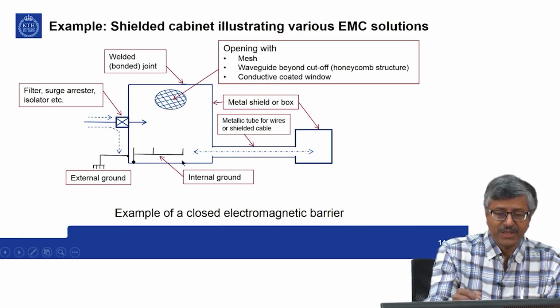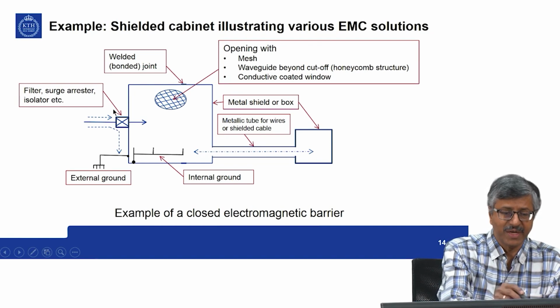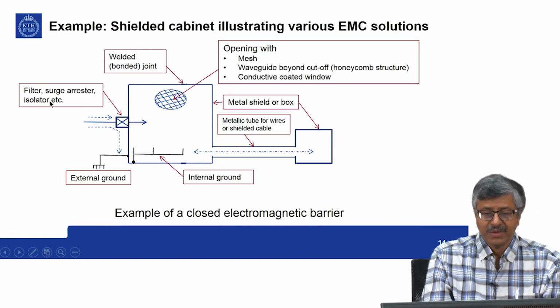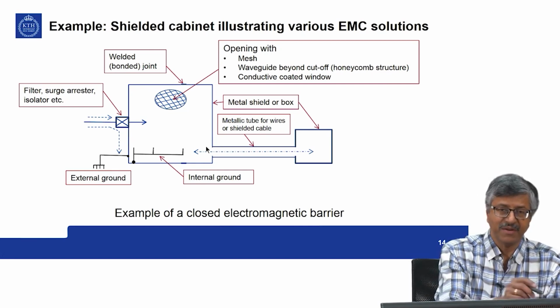Then welded joints. This is the external ground, internal grounds are shown here, and any conductor that is penetrating you have to treat as we have seen before on conductor penetration. So, this is an example of a closed electromagnetic barrier designed according to zoning principle. Then you can have your equipments inside without getting interfered from outside or creating interference to the outside.